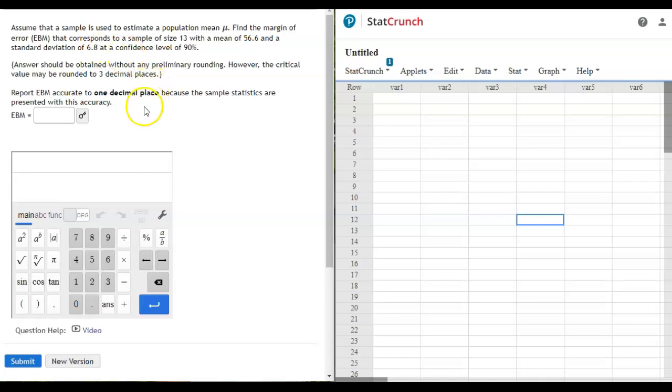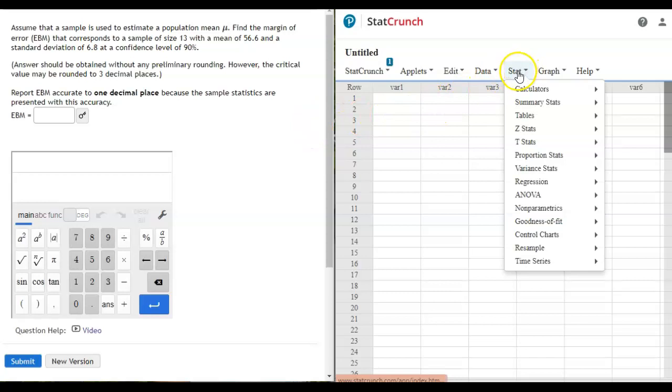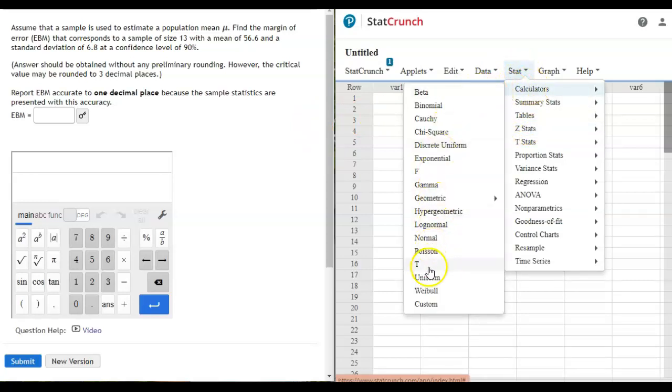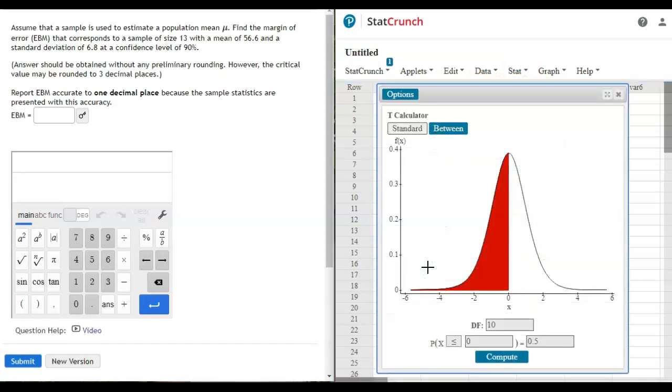The formula you're going to use is similar to the one we used in the last section, except we're going to use the t critical value times the standard deviation divided by the square root of n. So over here in StatCrunch, I'm going to do Stat, Calculators, T, and that is simply because it gave me the sample standard deviation instead of the population standard deviation.